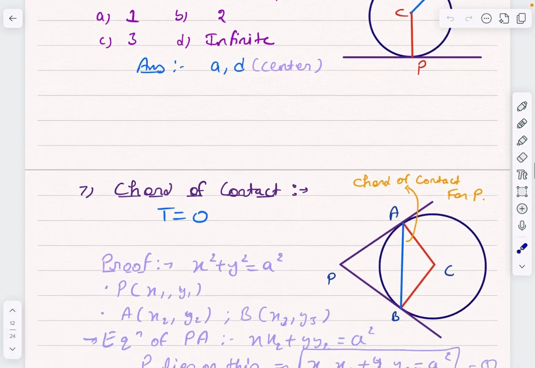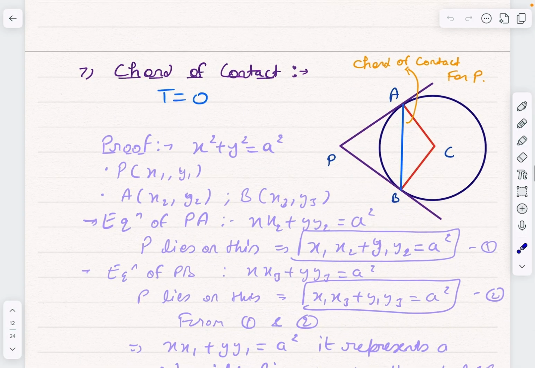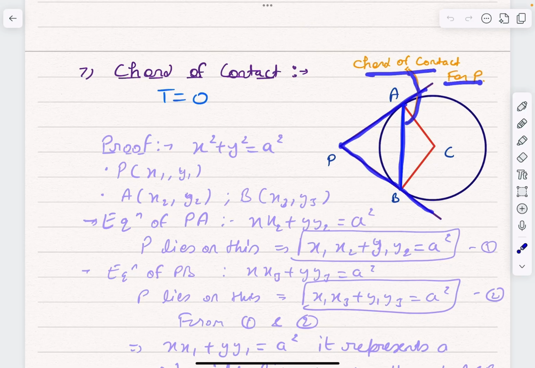Next, we have chord of contact. First of all, what is the chord of contact? Let us say from a point P outside the circle, two tangents PA and PB are drawn. The line joining the points of contact, that is AB, is called the chord of contact for P. And how do you find that? We find it using again T equal to 0, which we use for the tangent equation at a point. The same T equal to 0 we have to use for this also.